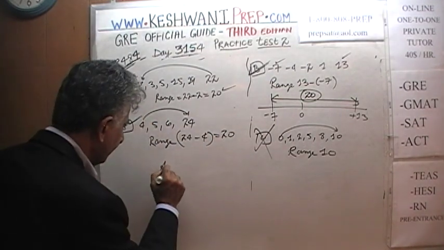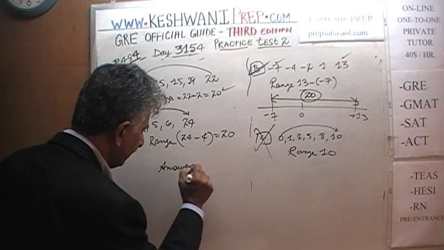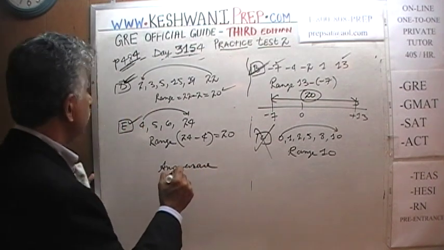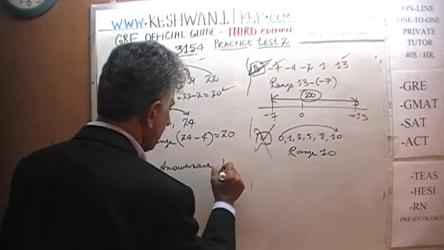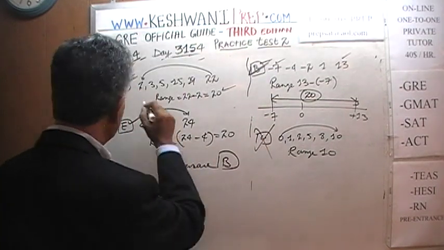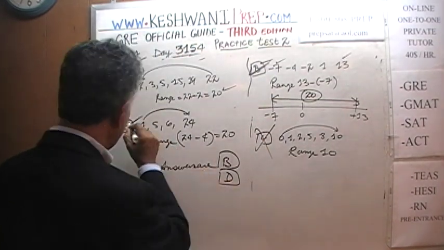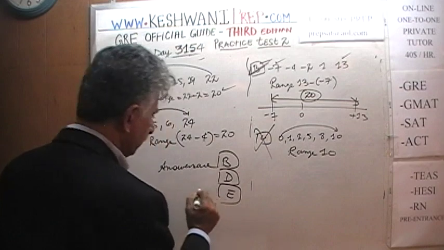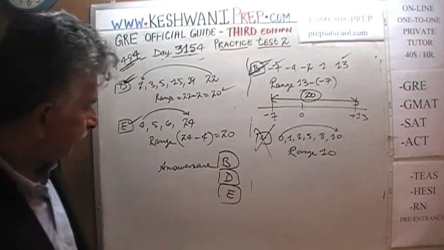So the answers are B, D, and E. C did not work. Those are the 3 correct answer choices.